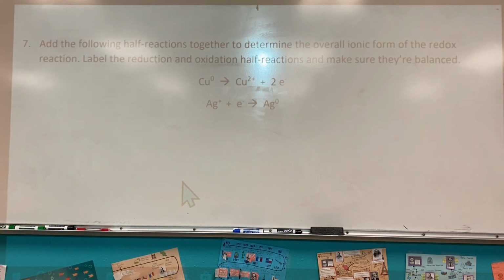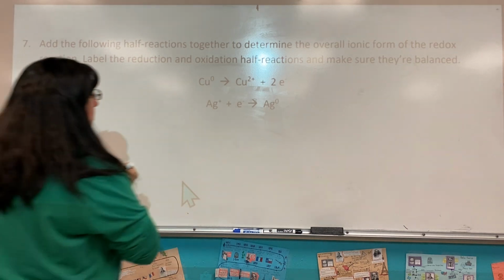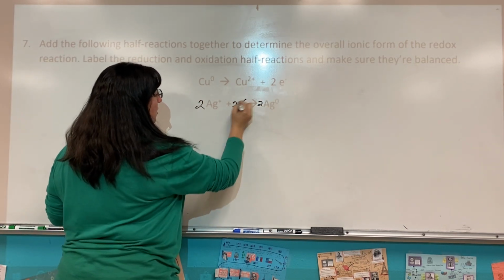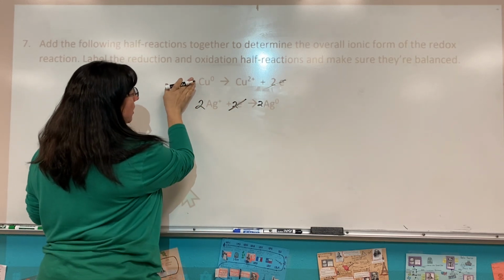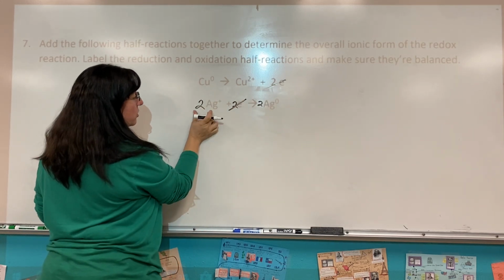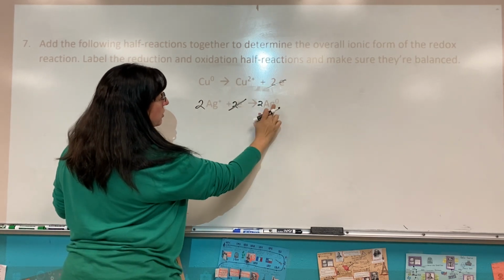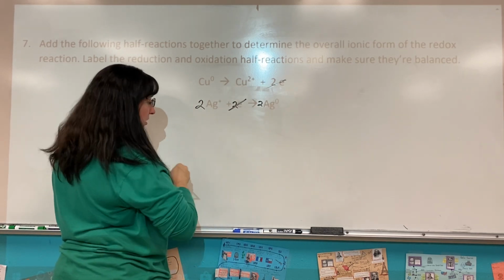So now in order to add them up, what would I have to do? What would I have to do to be able to add these, like on the back side? Multiply your silver by 2. Multiply right here by 2, 2 and 2. That way I've got 2 electrons, those cancel out. So it'd be copper elemental plus 2 silver ions will give you copper with a +2 plus 2 silver with a 0 charge.